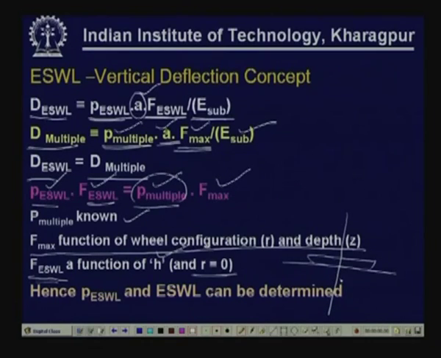So R is 0, but we have to see what is the depth at which we are referring to, then the corresponding factor has to be selected. So this way P equivalent single wheel load and the corresponding equivalent single wheel load can be obtained. Once you get this, from this and the load contact area, we can calculate equivalent single wheel load.